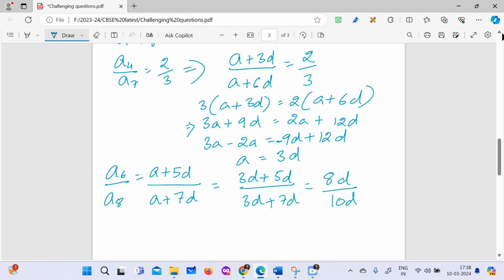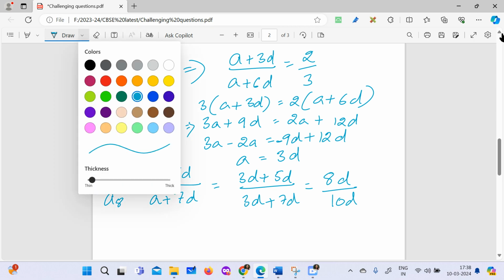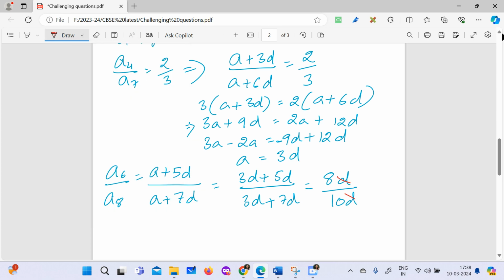So I hope this is clear to all of you now. Now d cancels and you get 8 over 10, that is nothing but 4 over 5. So our a6 upon a8 is 4 over 5.